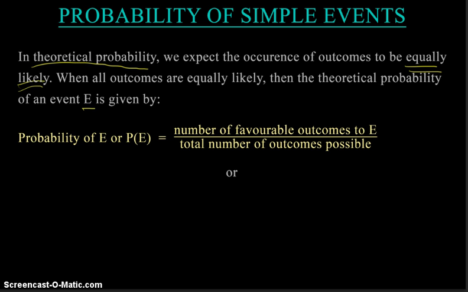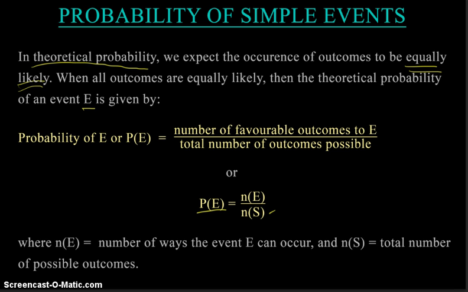Or P of E is equal to N of E divided by N of S, where N of E is the number of ways the event E can occur, and N of S is equal to the total number of possible outcomes. Okay?